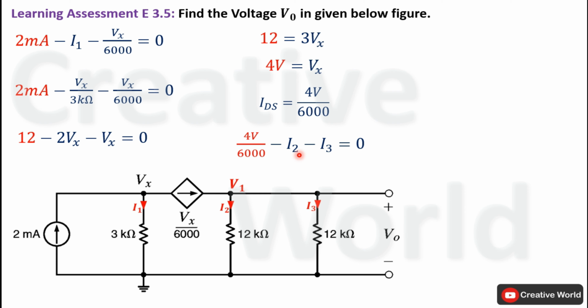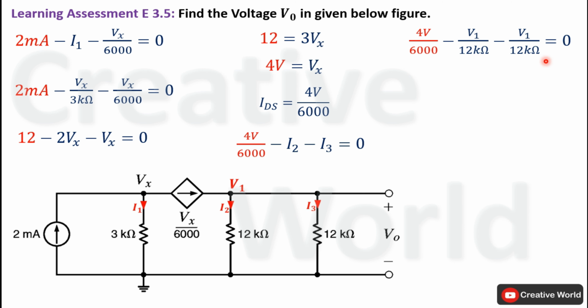Now in next step we have to find the equations of current I2 and I3 and replace these two variables with their equations. Current I2 will be equal to V1 divided by 12 kilo ohm. Similarly, current I3 will also be equal to V1 divided by 12 kilo ohm because both resistances have same values and both have common node V1. So equation will become 4 volt divided by 6000 minus V1 divided by 12 kilo ohm minus V1 divided by 12 kilo ohm equal to 0.